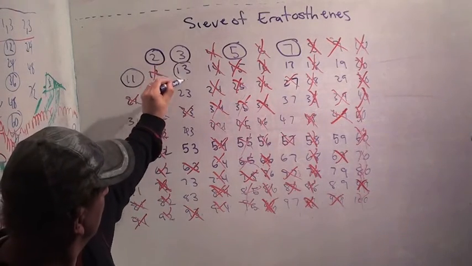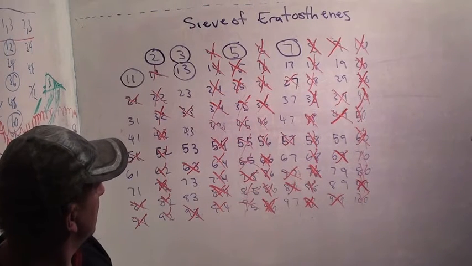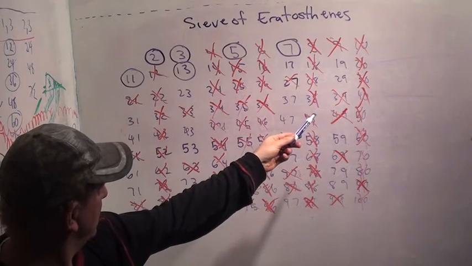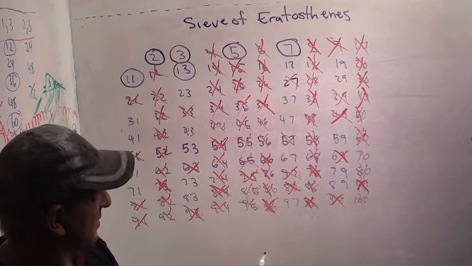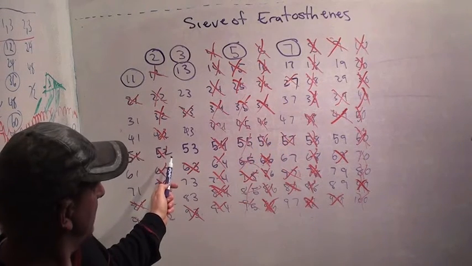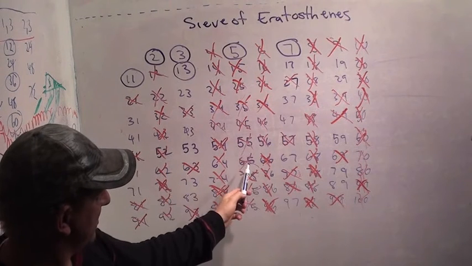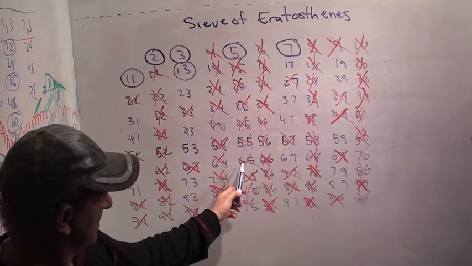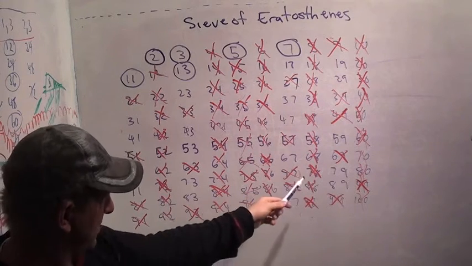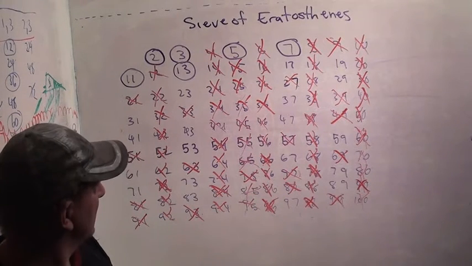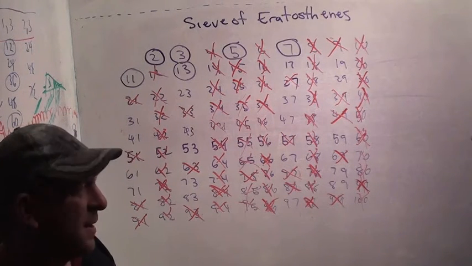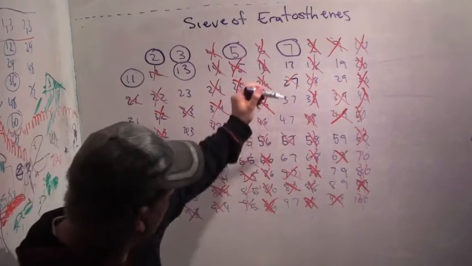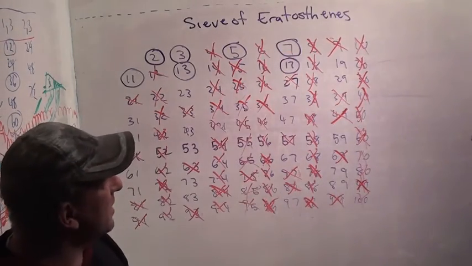What about 13? 13, and then the next one is 26. It's crossed out. 26 plus 13 is 39. It's already crossed out. And then 39 plus 13 is 52, already crossed out. 52 plus 13 is 65, already crossed out. And 65 plus 13 is 78, already crossed out. 78 plus 13 is 91, which is already crossed out. Huh. Interesting. We keep hitting numbers, and all of their multiples have already been crossed out.